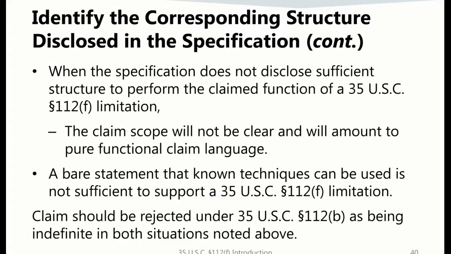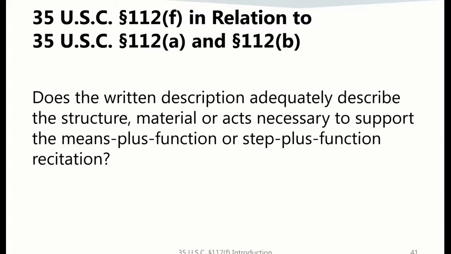When the specification does not disclose sufficient structure to perform the claimed function of a 35 U.S.C. 112(f) limitation, then the claim should be rejected under 35 U.S.C. 112(b) as being indefinite. The question to ask when considering 112(f) in relation to 112(a) and (b) is, does the written description adequately describe the structure, material, or acts necessary to support the means or step plus function recitation?